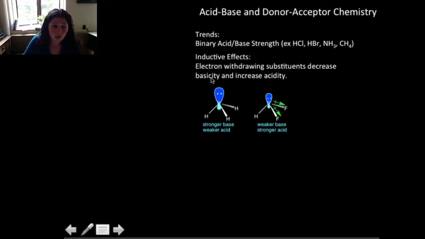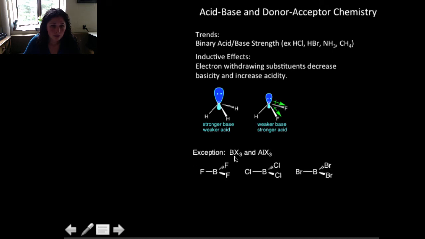Inductive effects are also important, so you should know these from your coursework in organic chemistry. And so if you compare PH3 to PHF2, you have 2 electron withdrawing substituents on here that would make this hydrogen more acidic, and it would also make this electron pair less basic than this electron pair, compared to that hydrogen. So in general, you can rely on those trends.